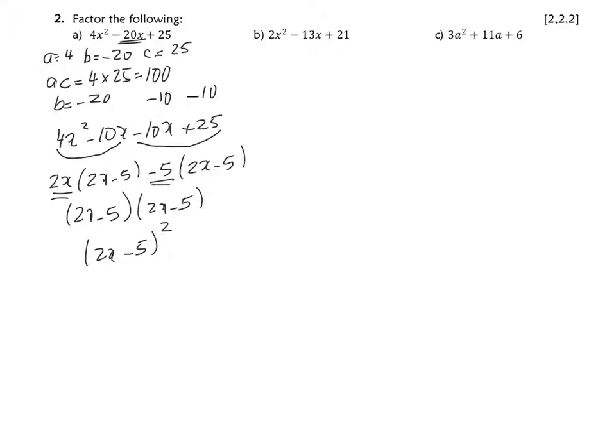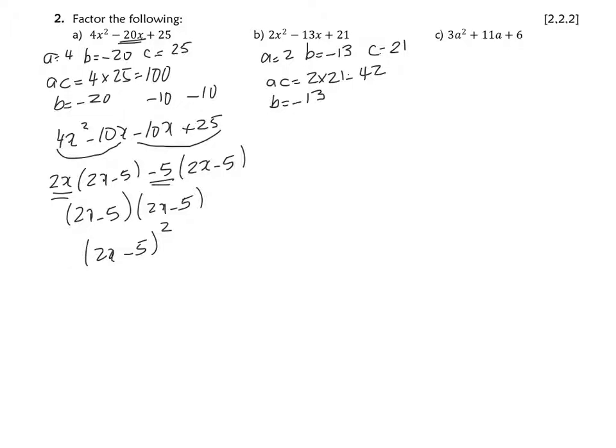The next one is 2x squared minus 13x plus 21. Again, there is nothing to factor here, so there is no common factor. So I cannot use sum and product. Again, A is 2, B is negative 13, C is 21. So AC is 2 times 21, which is 42, and B is negative 13.